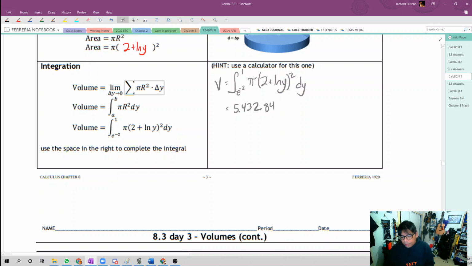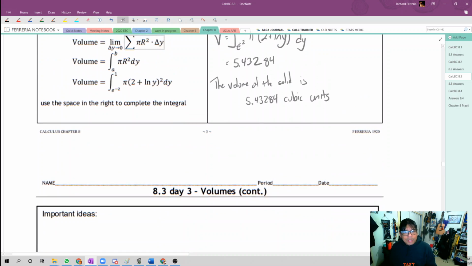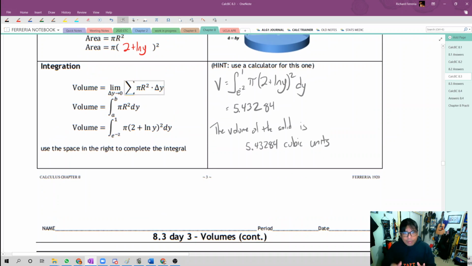5.43284, and then, of course, a summary, which we didn't leave a box for, but let's go ahead and write that down. The volume of the solid is 5.43284 cubic units. So I hope you're seeing that rotating around a vertical axis is really the same process as rotating around a horizontal axis. It's just everything's in terms of y instead of in terms of x.